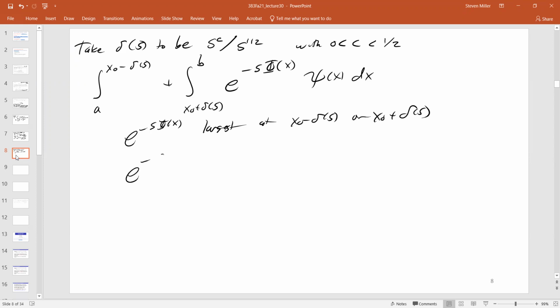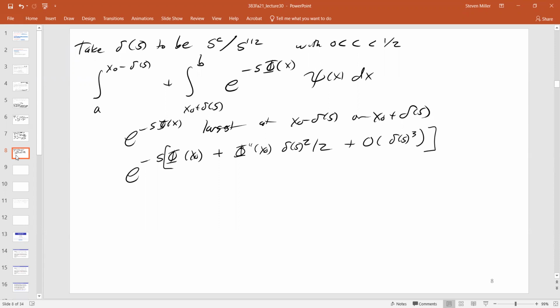So we would have e to the negative s phi of x naught plus phi double prime of x naught, and then we have x minus x naught. So that's going to be delta s squared over 2 plus something of size x minus x naught cubed. So that'll be something of size delta s cubed. Okay.